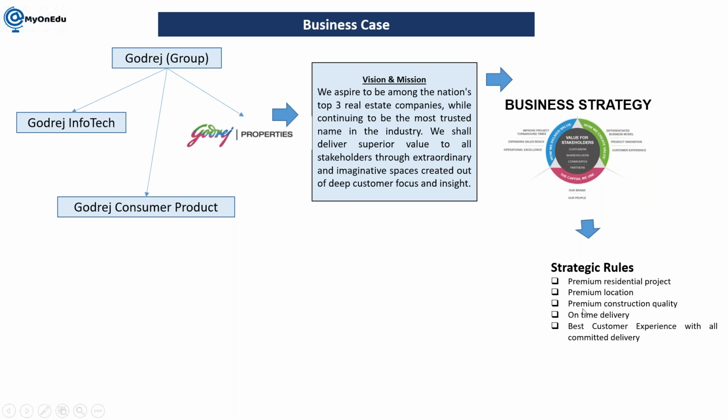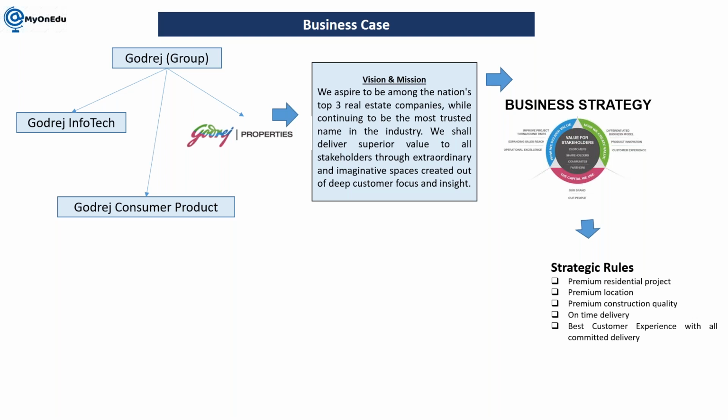So what is their strategic rule? They want to do premium residential projects. If you see Godrej Properties, they are not working in other real estate. Mainly they are focusing on residential only. Premium location, always their project will be in a premium location, so that they can target premium societies, a premium class of customers. Premium construction quality, always best quality.